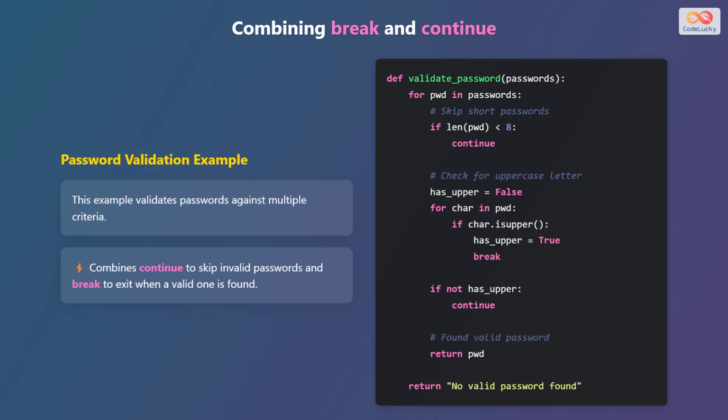Consider a function validatePassword that takes a list of passwords. It iterates through each password. If the password is less than 8 characters, it skips to the next password using continue. It then checks for an uppercase letter. If an uppercase letter is found, it breaks out of the inner loop. If there's no uppercase letter, it continues to the next password. If both conditions are met, the function returns the valid password. Otherwise, it returns no valid password found.